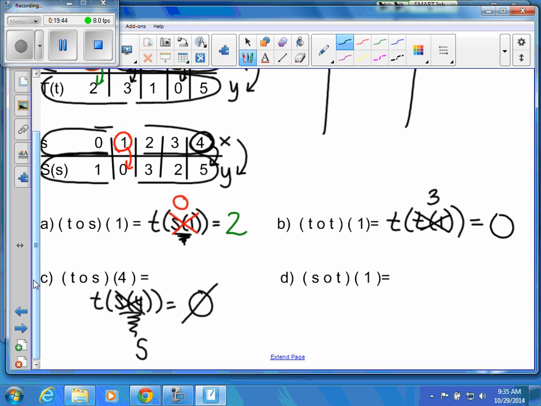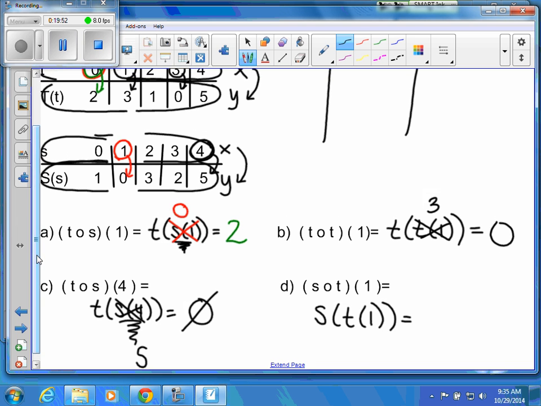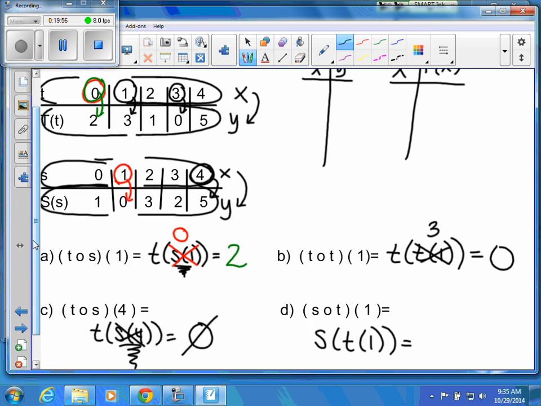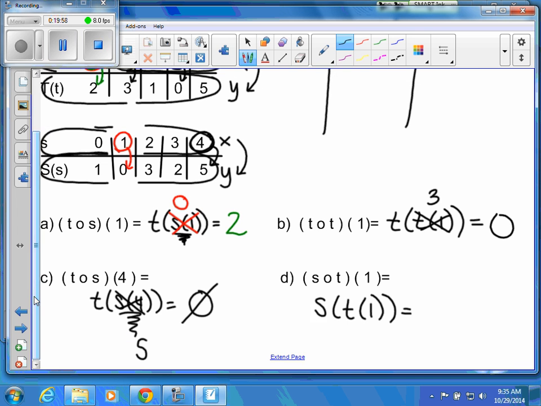Okay, the last one. s of t of 1. Let's see if we can do this a little quicker. t of 1. What is t of 1? t of 1 is 3. Now you have to do s of 3. s of 3 is equal to 2.